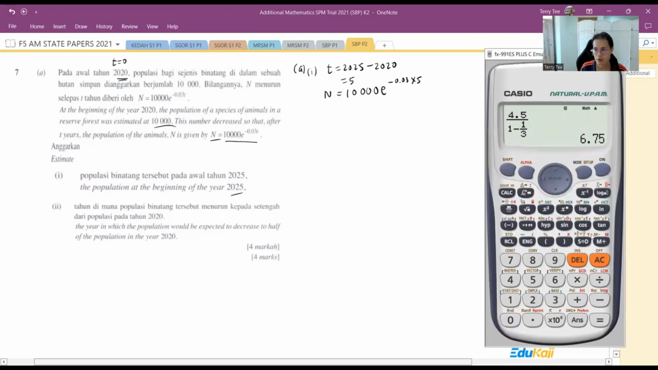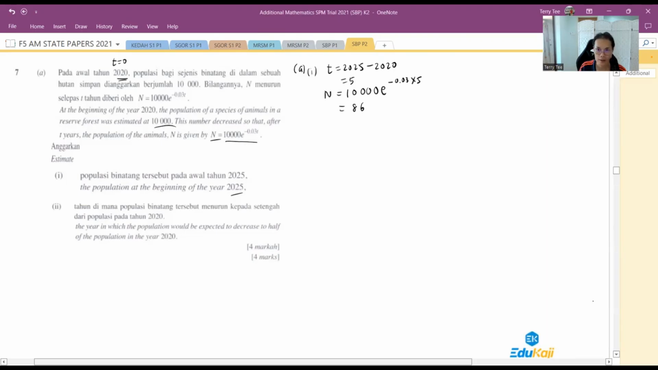Use your calculator. Negative 0.03 times 5 is negative 0.15. So we use the calculator: 10,000, shift ln to get the exponential e, negative 0.15. And my answer is 8607. Yeah, 8607. That's all. Very simple.